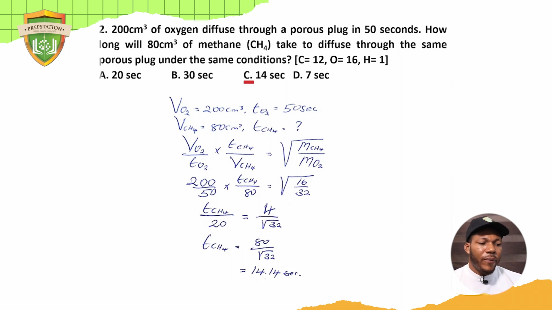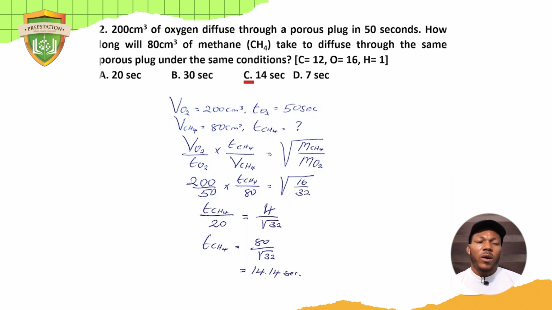All right, this is an example of Graham's law. This is where JAMB always focuses because it's very confusing. Now look at this question. 200 cm cube of oxygen diffused through a porous block in 50 seconds. How long will 80 cm cube of methane take to diffuse through the same porous block under the same condition?